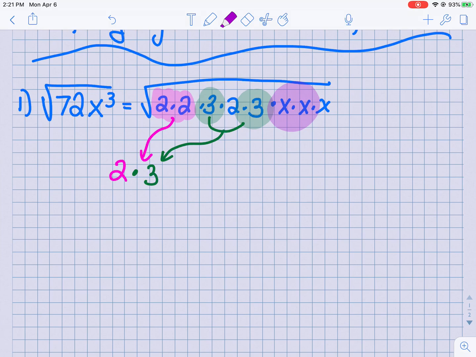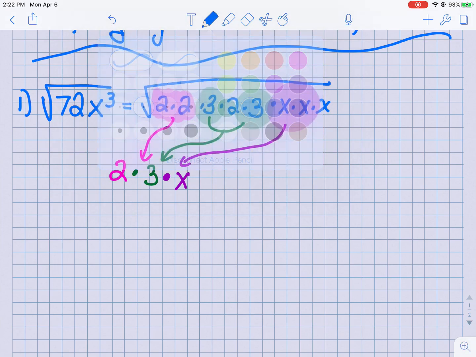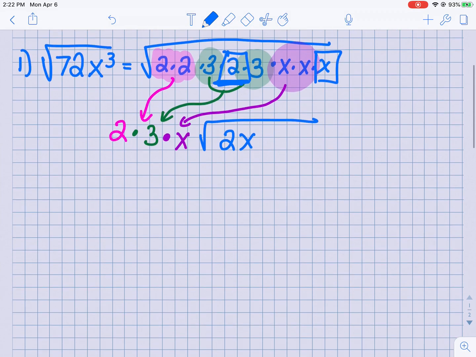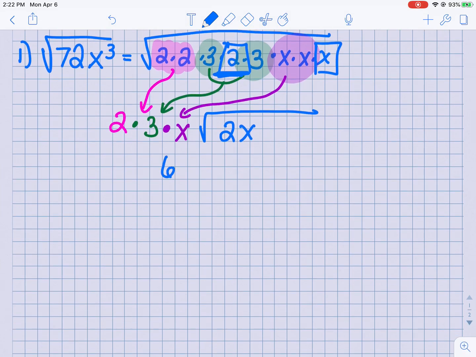Okay, well, x times x isn't 2x. So think about that as we're going through this. So we can pull out an x, and then left behind in my square root prison is a 2 and an x. So 2x is left behind. And then we multiply what comes on the outside. So that's going to be 6x root 2x. And that's going to be our final answer there. Okay?